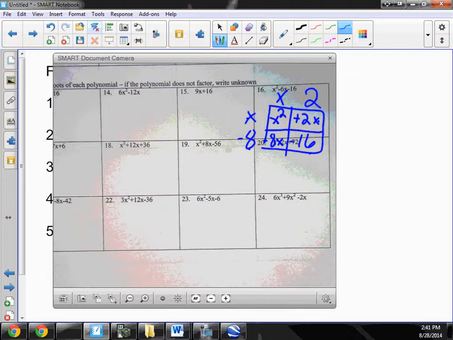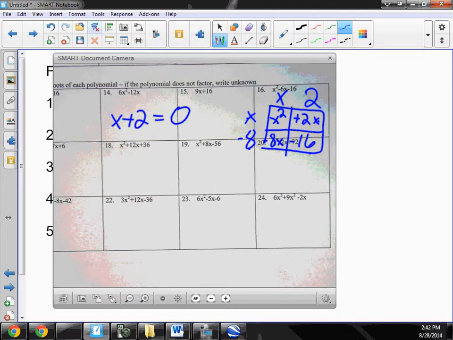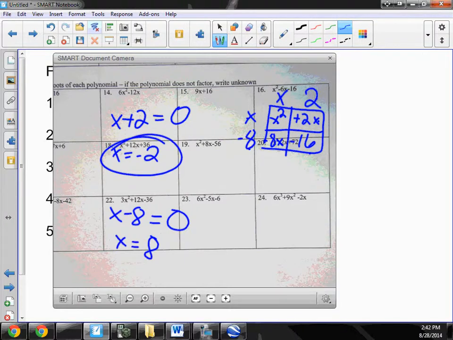Okay, we're not done. That just tells me the factors. So now x plus 2 equals 0, and x minus 8 equals 0. So x is negative 2, and x is 8. Those are the two roots.